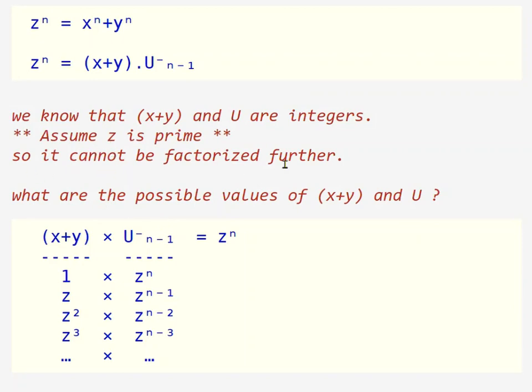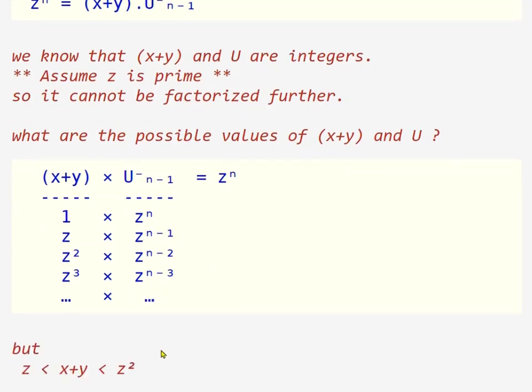Prime numbers cannot be factorized further. So what are the possible values of x plus y and u? x plus y times u Biser must equal z to the power n. Either x plus y is 1 and u is z to the n, or x plus y is z and u is z to the power n minus 1, or x plus y is z squared, etc. Okay, they're the only factorizations possible because we've assumed z is prime.